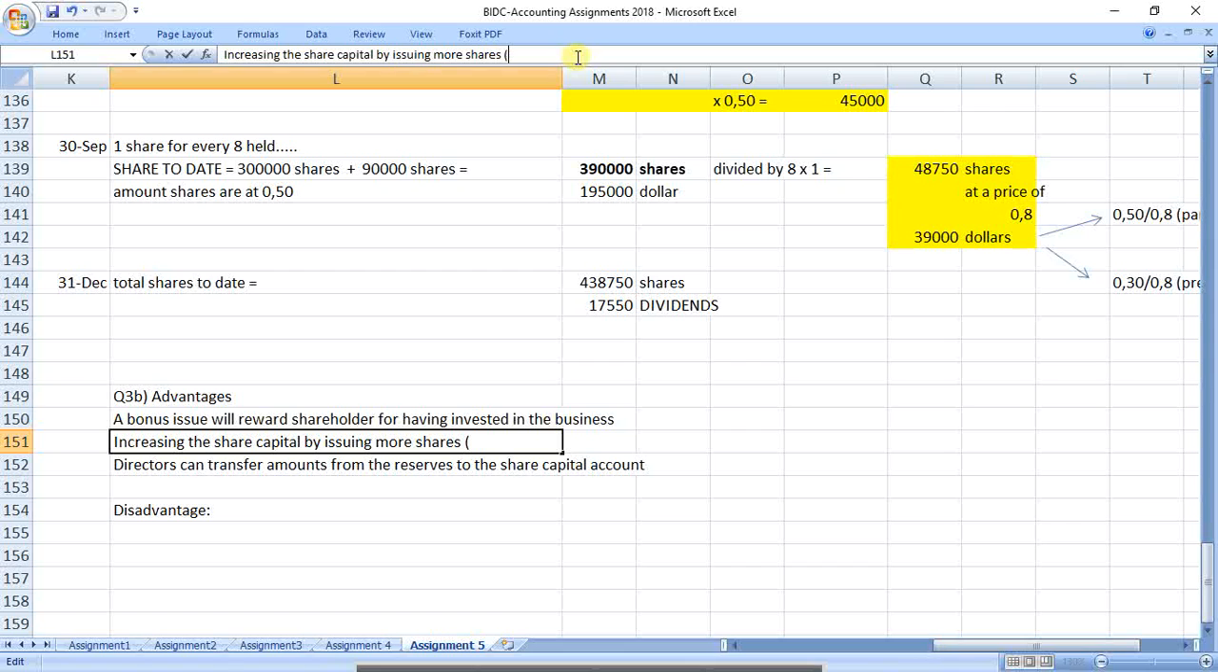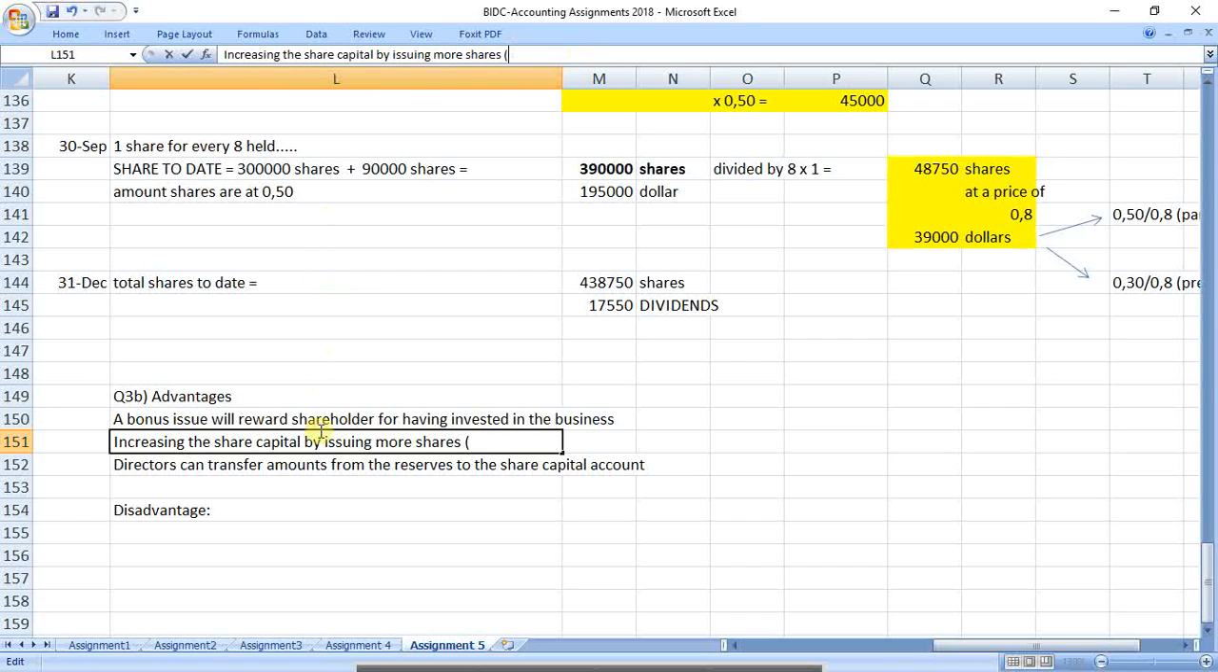Okay, the disadvantage in terms of a bonus issue. If we're looking at the actual bonus issue, you're giving more shares away. A disadvantage to that: more expenses, dividends. Possibly paying out more dividends because there's more shares. Okay, that's a good one.